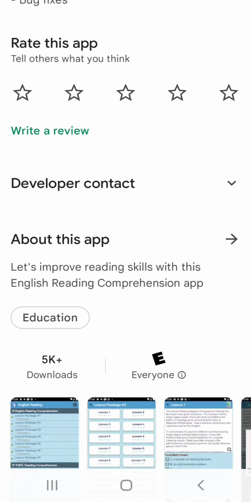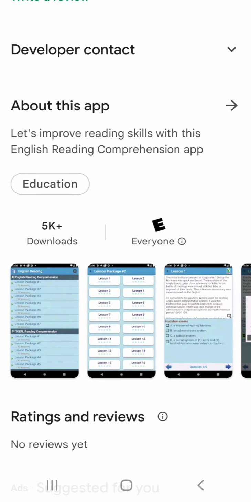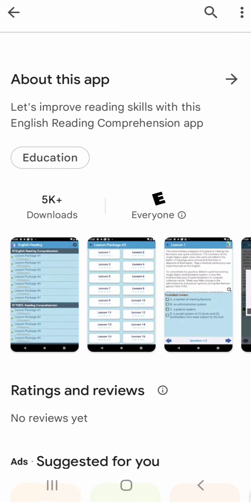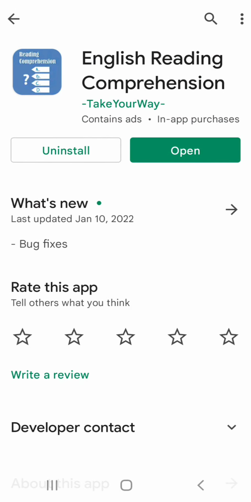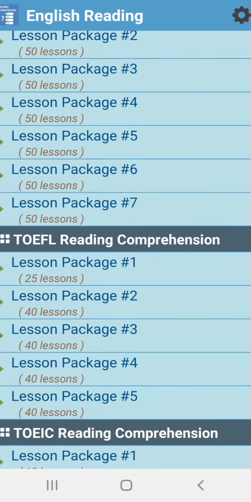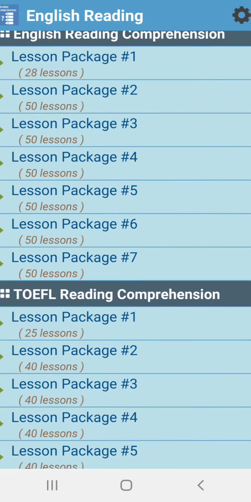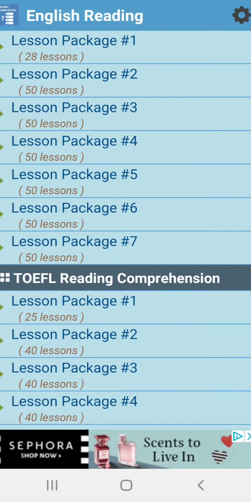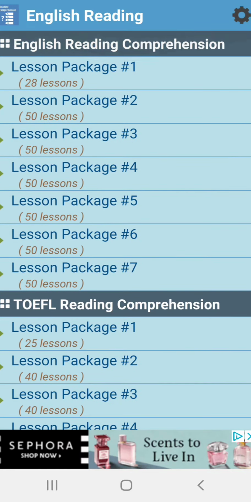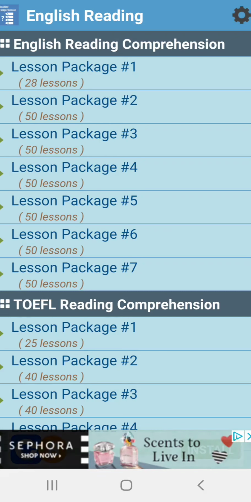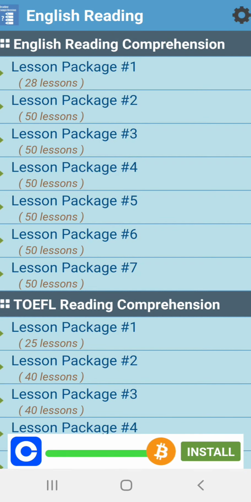So this is what the other app looks like when you go on Play Store. So we're gonna open it now. This is what it looks like when you open it. I do not know about the TOEFL or the TOEIC, but the reason why I like this app is because of its structure. It is structured similar to how the general knowledge reading exam is.